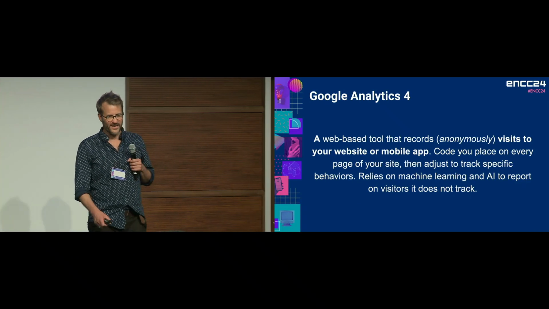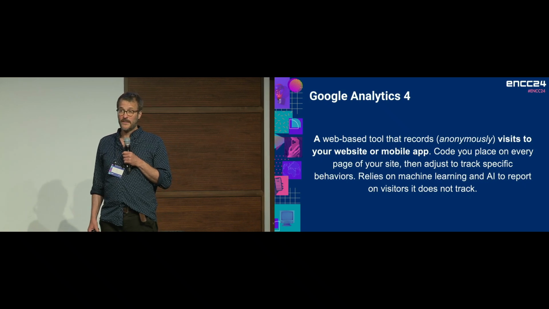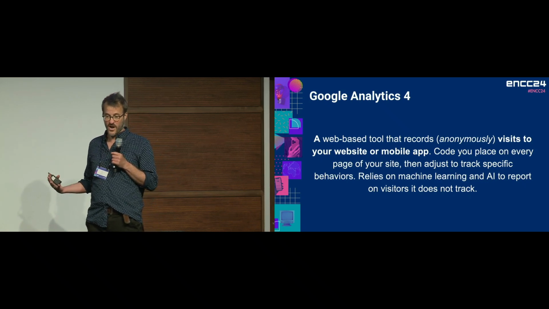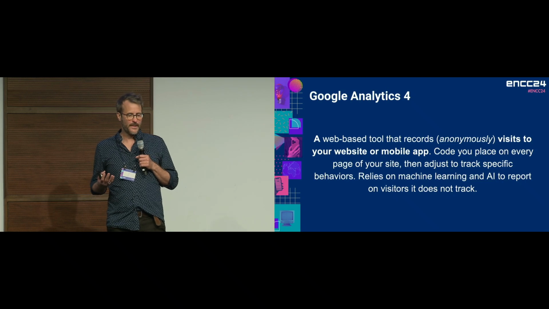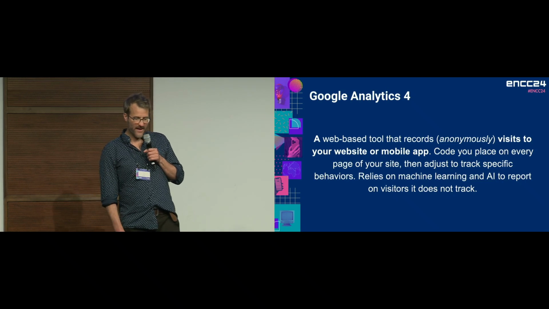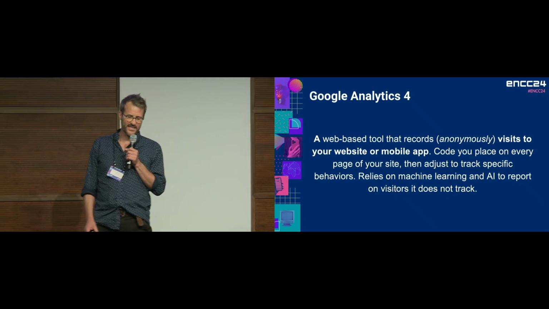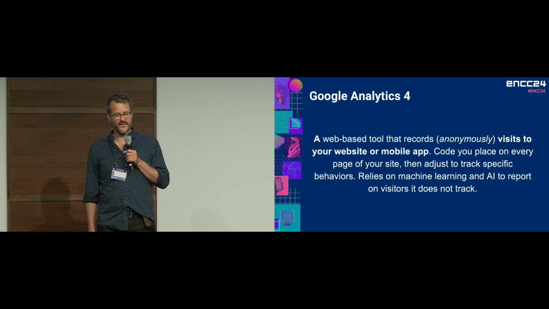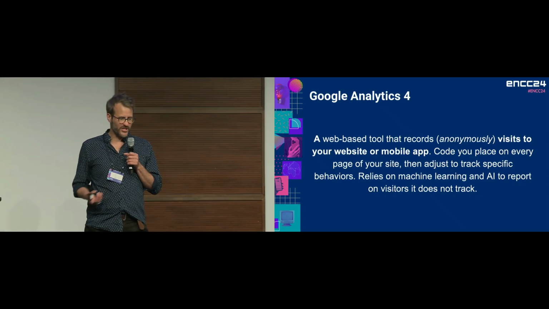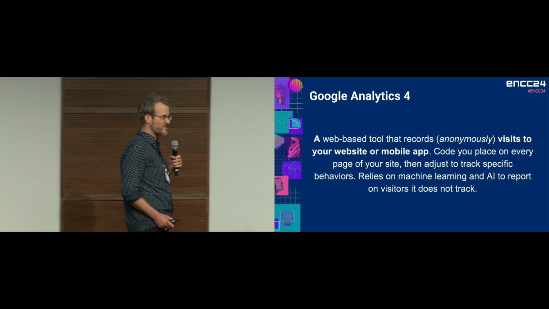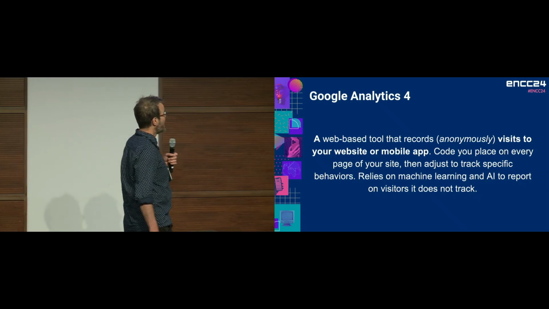Let's start with Google Analytics. It's a web-based tool that records anonymously visits to your website or mobile app. It's code you place on every page of your site, then adjust to track specific behaviors. The newest version relies on machine learning and AI to report on visitors it's unable to track.